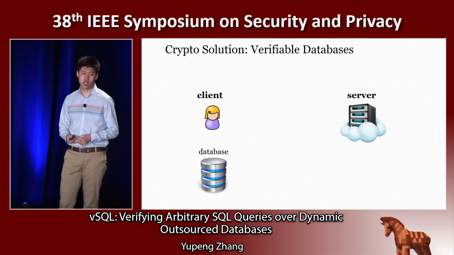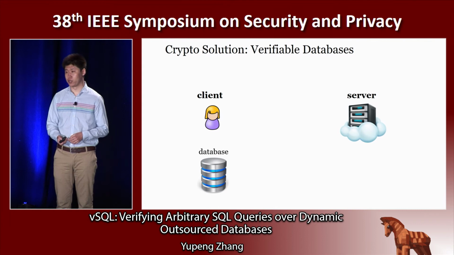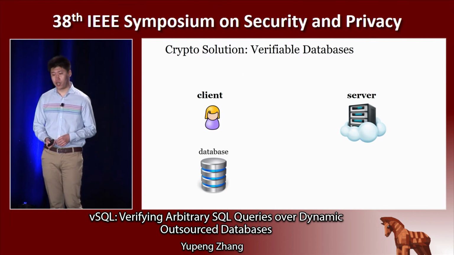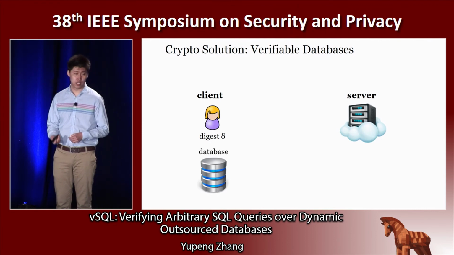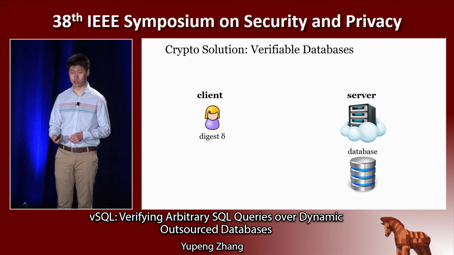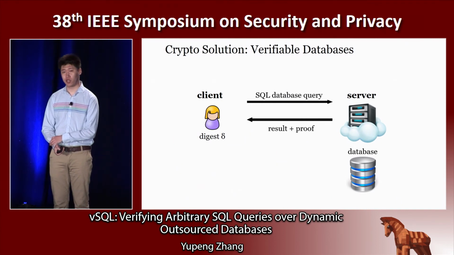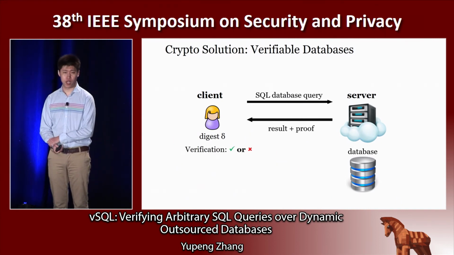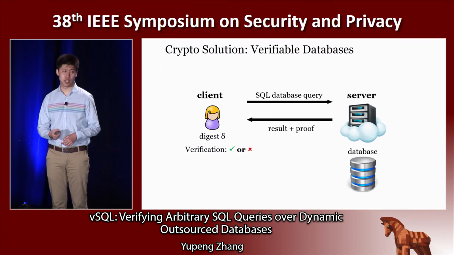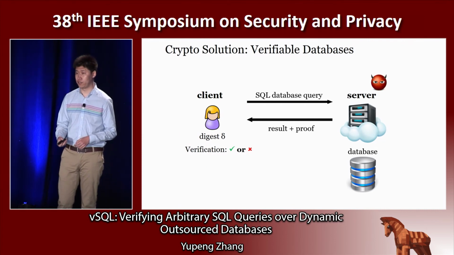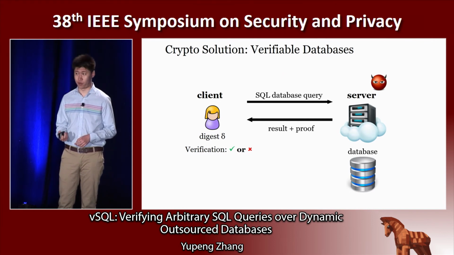The crypto solution to this problem is called verifiable computation. In particular, it's verifiable databases. It allows the client to compute a short digest from the database, store it locally, and also outsource the database. Later, for a SQL query, the server returns the result plus a proof. And with verifiable databases, the client is able to validate the correctness of the result using the digest and the proof. The security guarantees that even if the server is malicious, it is infeasible for him to return a wrong answer but still pass the verification.